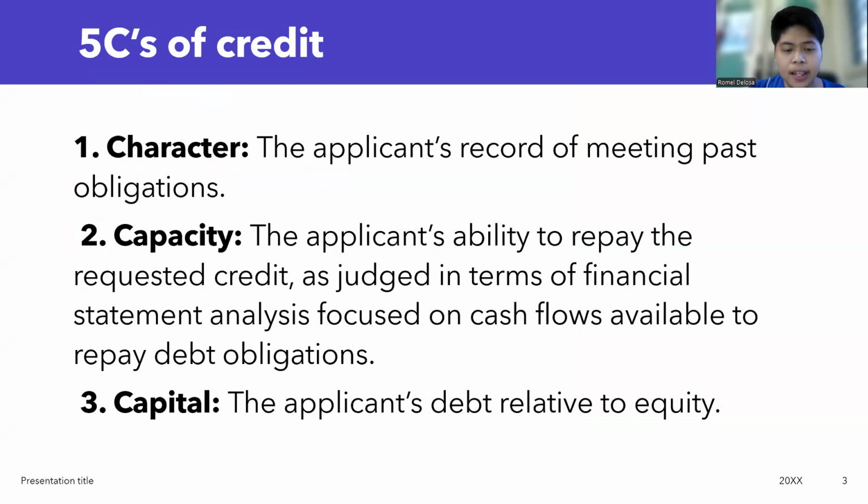So number one is character, the applicant's record of meeting past obligations. So generally speaking, if yung debtor nakakabayad siya on time, pag maganda yung credit history niya, then most likely the application of that debtor will be accepted agad. Kasi alam natin na yung debtor, kaya niyang makabayad agad. So that's character. Number two is the applicant's ability to repay the requested credit.